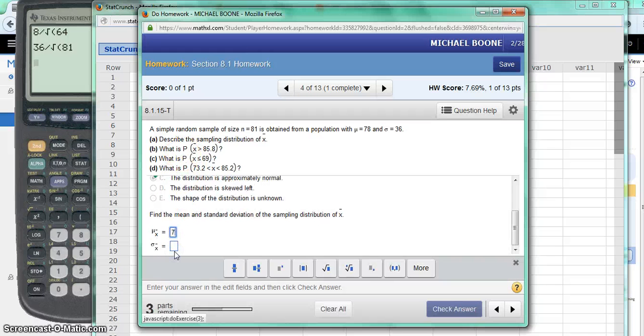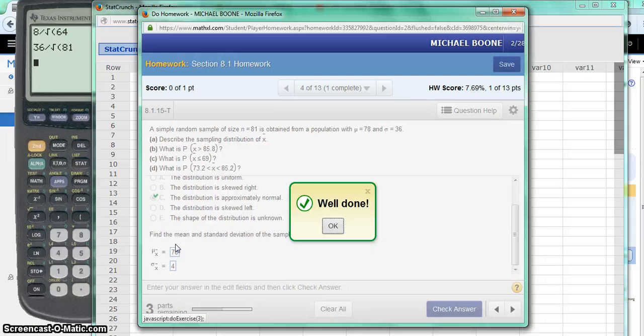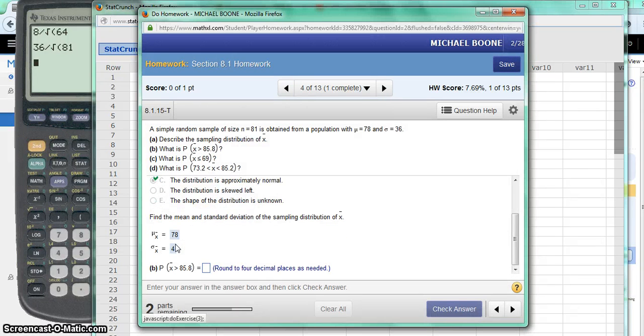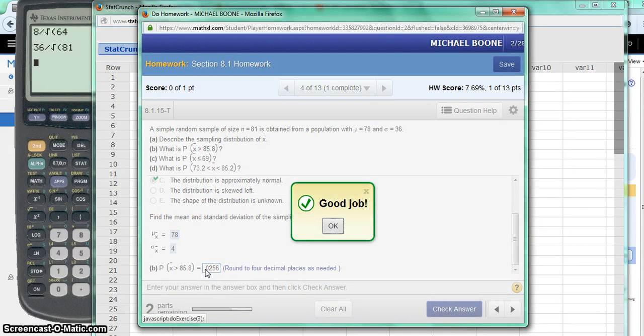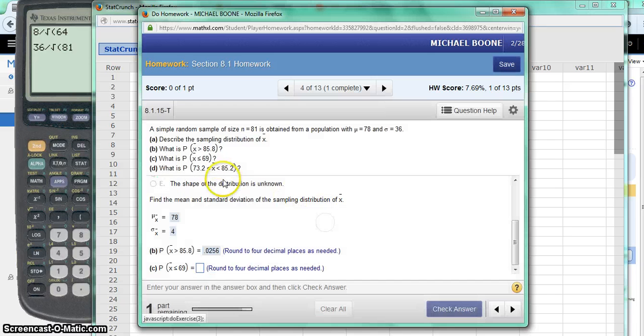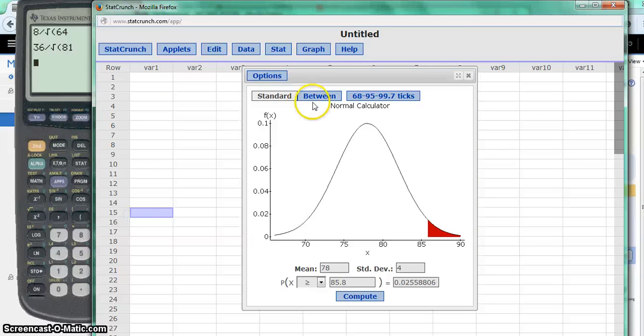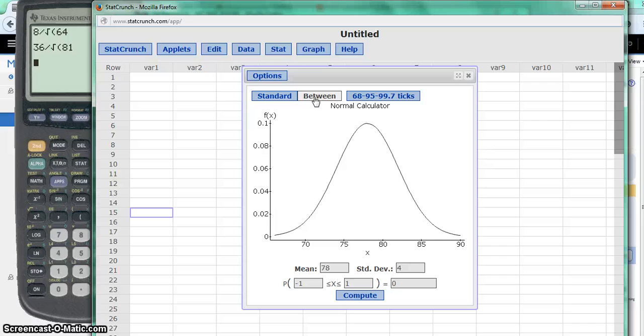The mean was the same. That was 0.0256. Okay, I think I still remembered it. 0.0256. Right? And then on the next one, we'll just do less than 69. And then on part D, we would do a between with those values. So we just have to make sure that we're dealing with that changed standard deviation.